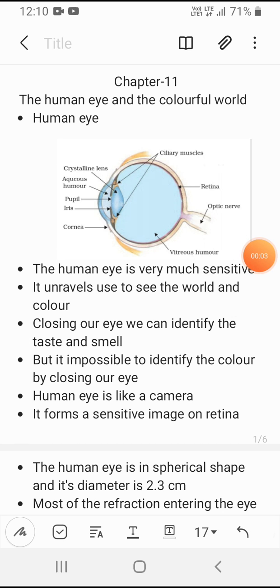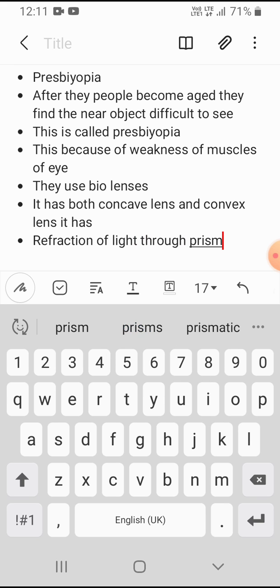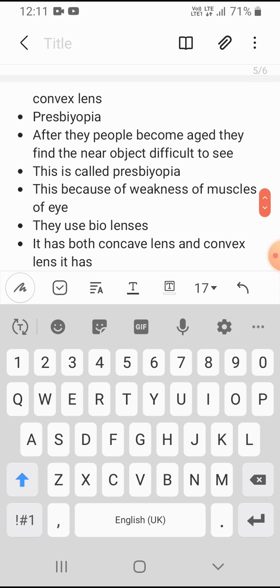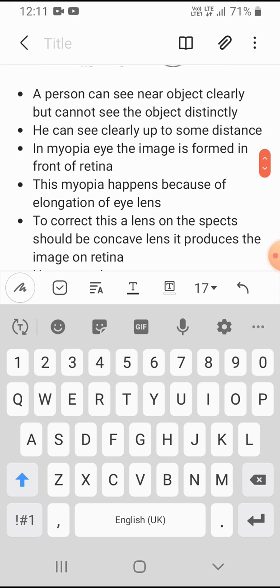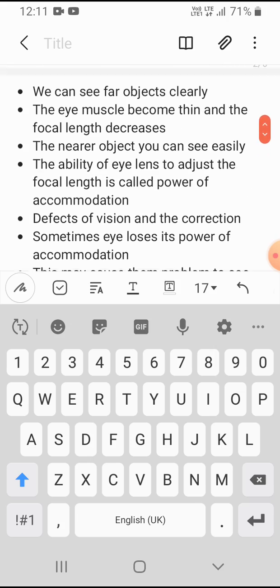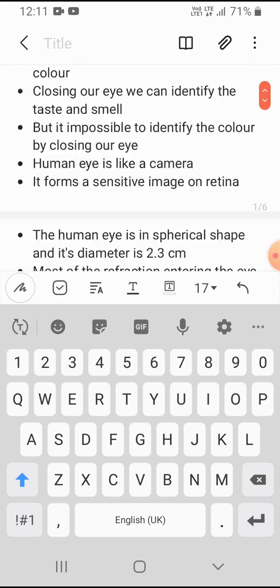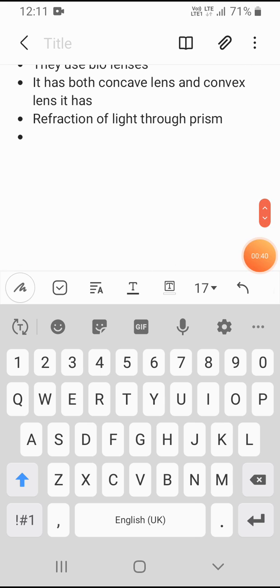Today I am going to explain 10th standard chapter 11, the human eye and the colorful world, part 2 video. Next topic, refraction of light through a prism. In the last video I explained presbyopia, hypermetropia and myopia, and what the power of accommodation is. They may ask this for 1 mark. So next, let's come to the next topic, refraction of light through a prism.